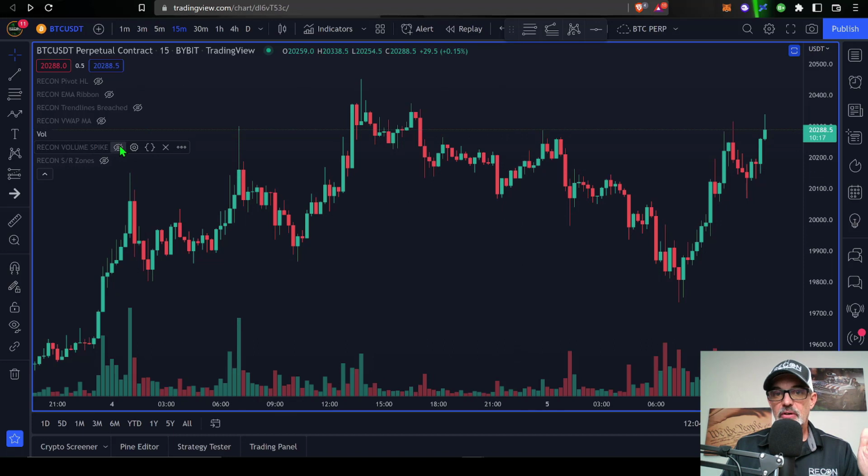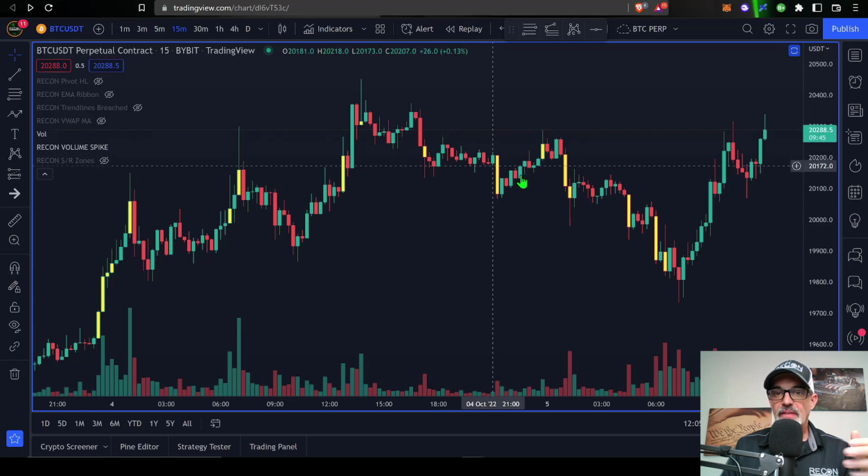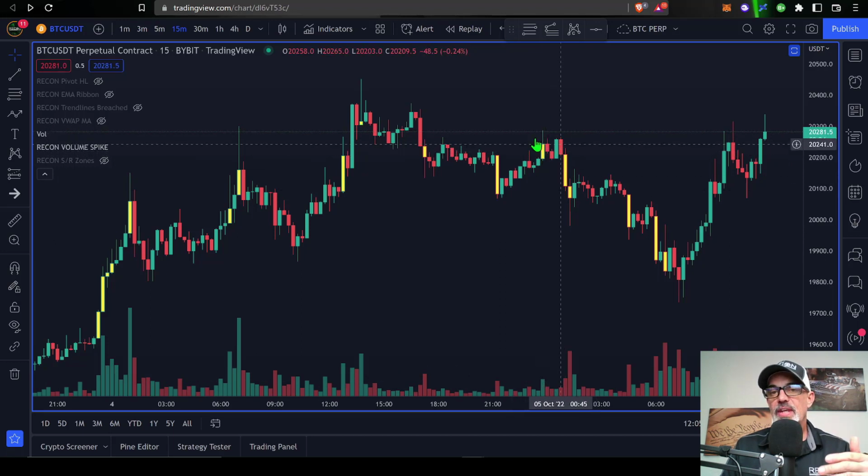Now, an indicator I also created for volume is called Recon Volume Spike. You can see the candles that are in yellow would be where we see a spike in volume. Like I mentioned back here, price moves sideways. We get a dump on this candle here. We get a rise in volume. And then we see a trend reversal. We get another yellow candle, spike in volume down here with a big wick at the top. A lot of times these spikes in volume will indicate trend reversals or the end of a trend.